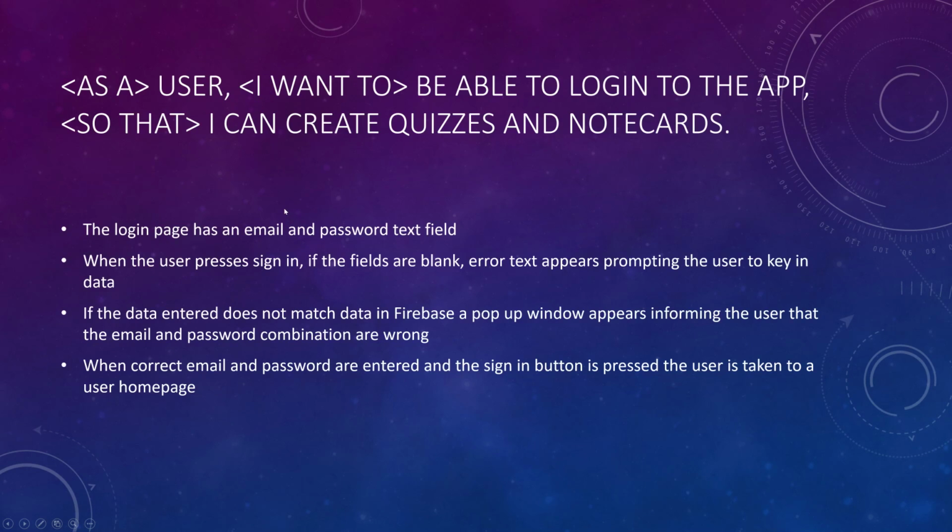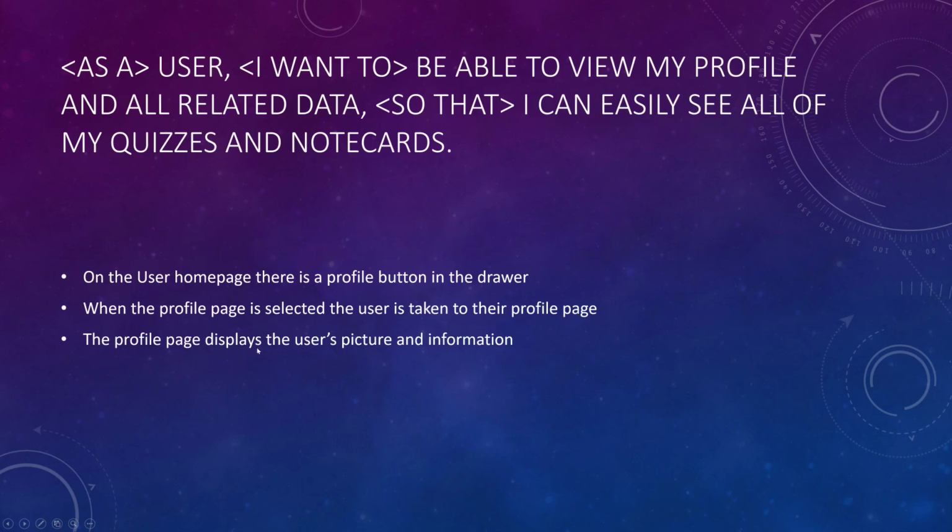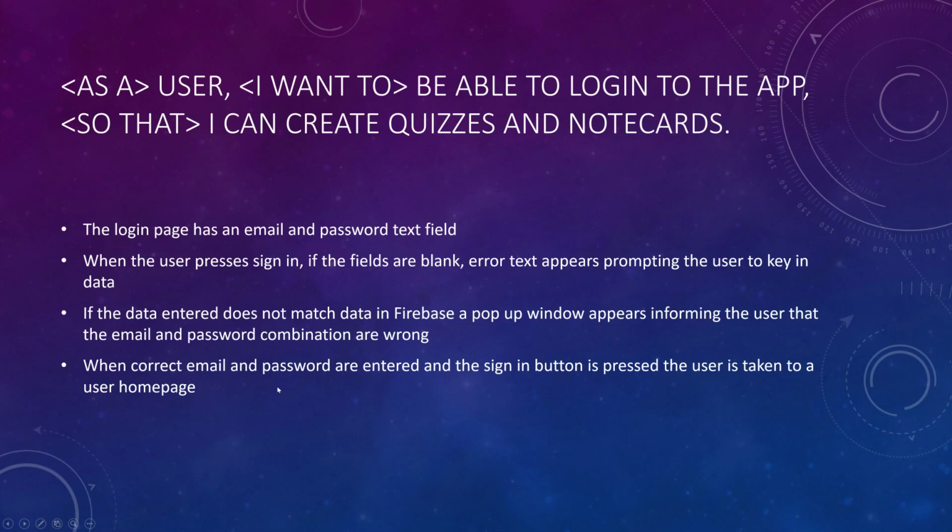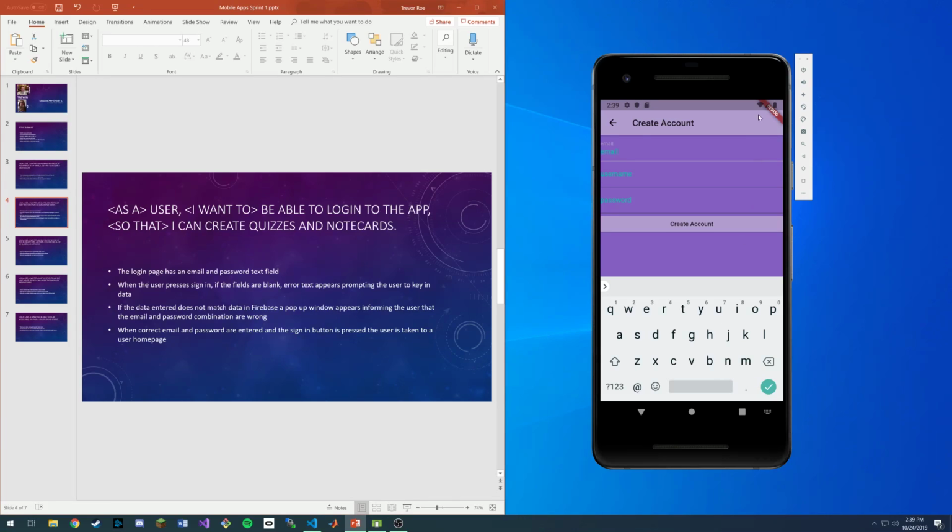As a user, I want to be able to log into the app so that I can create quizzes and note cards. The login page has an email and password text field. When the user presses sign in, if the fields are blank, error text appears prompting the user to key in data. If the data entered does not match data in Firebase, a pop-up window appears informing the user that the email and password combination are wrong. When the correct email and password are entered, and the sign in button is pressed, the user is taken to the home page.